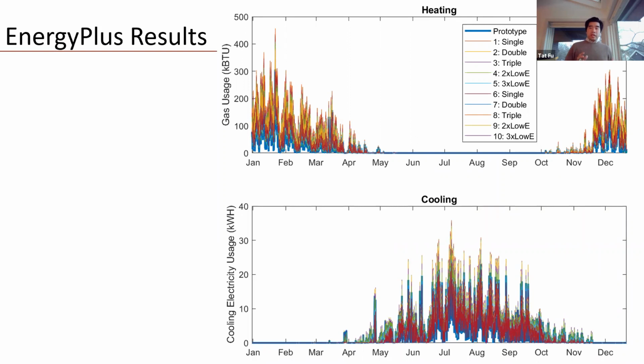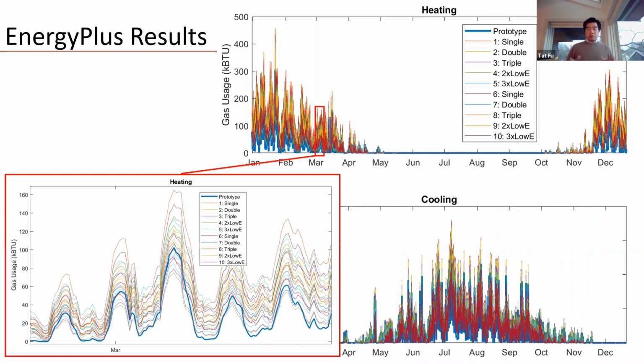This is a good sanity check to see if our model is running properly, because if you look at the heating part, you can see that in the summer season we're not using any heating energy, which makes sense. If we look closer at March, what you're seeing in the close-up window is 5 days' worth of hourly data. The peaks are usually midday, and the valleys at midnight.